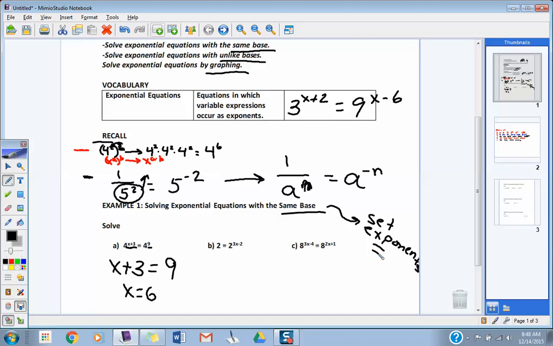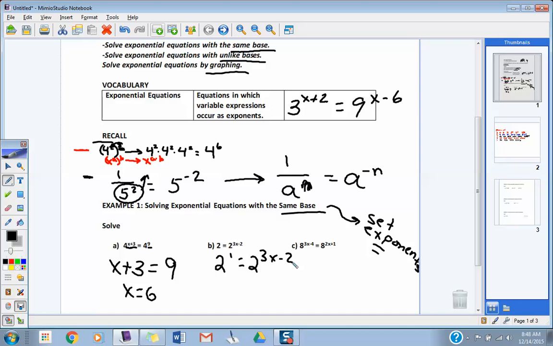Now I want you to be careful in part B. You have 2 is equal to 2 times 3x minus 2, right? There is no exponent with that first 2, right? But 2 is the same as 2 to what power? 1. 2 to the first, right? Would you guys agree that this is really the same as writing it 2 to the first equals 2 to the 3x minus 2 here? Would you guys agree with that?